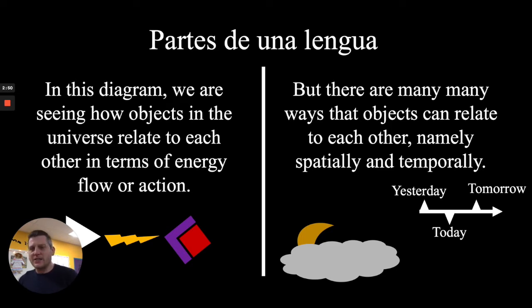But there are other kinds of words besides subject, verb, direct object, indirect object, and these words express other kinds of relationships that exist in our universe. So let's look at the right side of the screen here. There are many, many ways that objects can relate to each other, namely, and I say namely for the sake of this video, we want to look at the ones that are spatially and temporally related. We want to be able to express how they are related spatially and temporally. So what the heck does all of that gobbledygook mean? Well, let's look here at the example of the moon and the clouds.